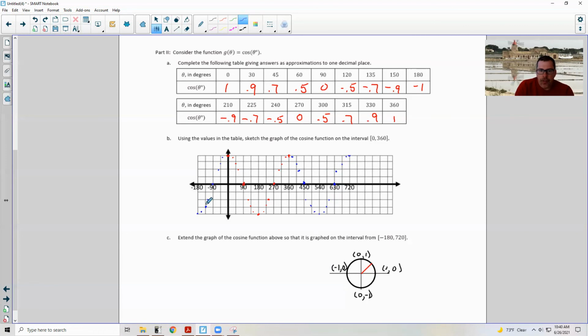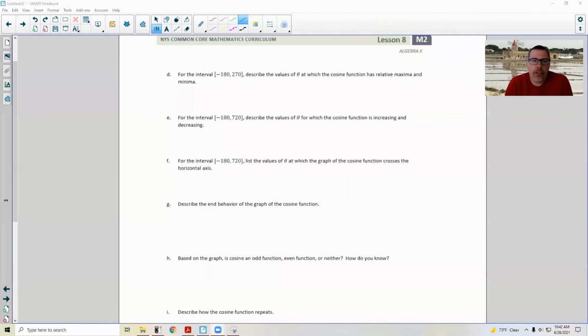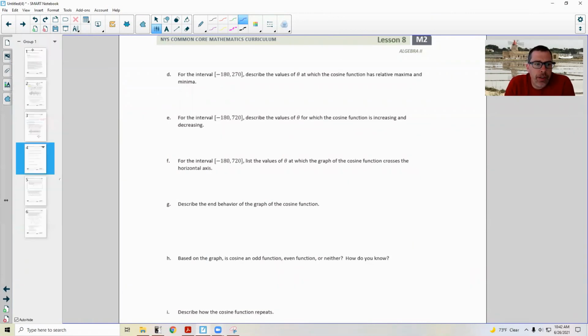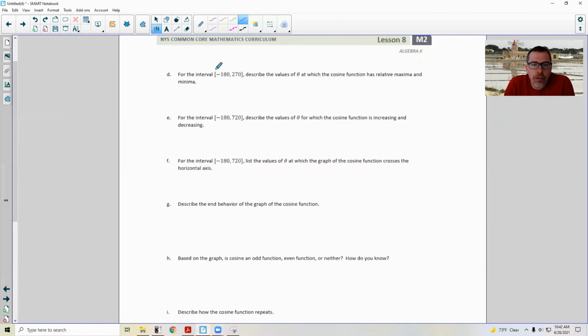And there it is. So it started here, curved up, back down, up, back down, up. All right, there's part C. Okay, so part D, what page are we on? We're on page 4. Part D says for the interval from negative 180 to 270, describe the value of theta at which the cosine function has a relative maxima and minima.